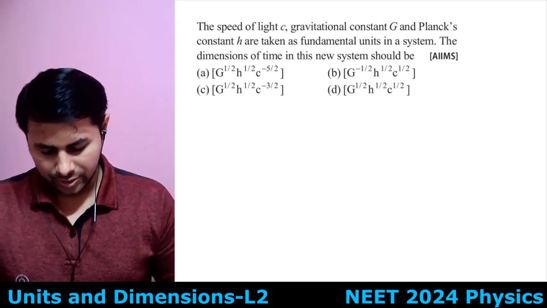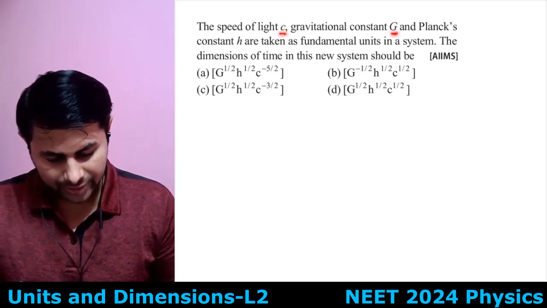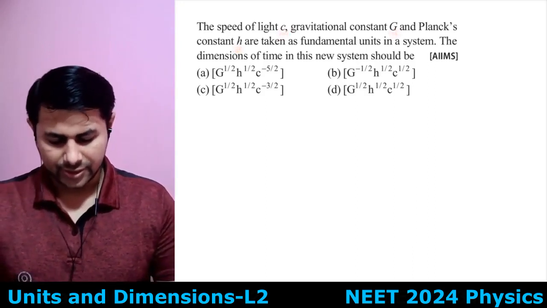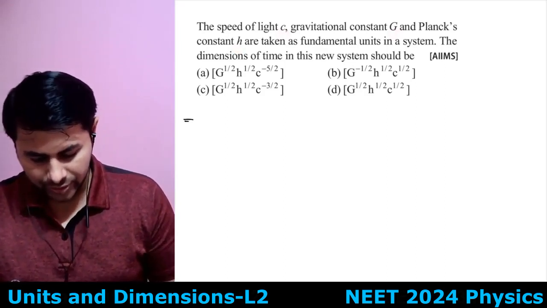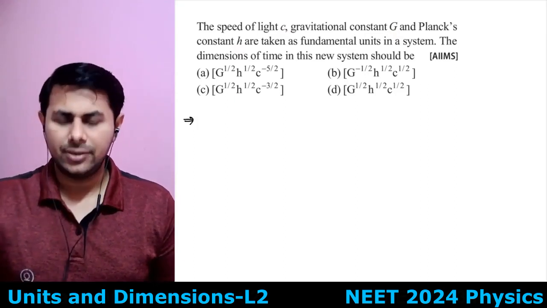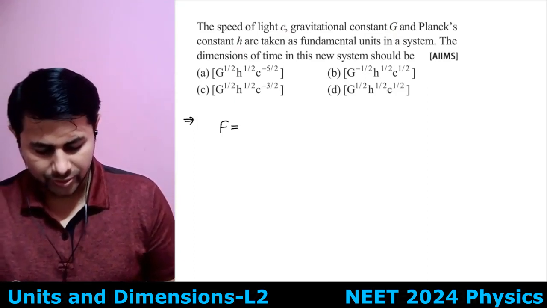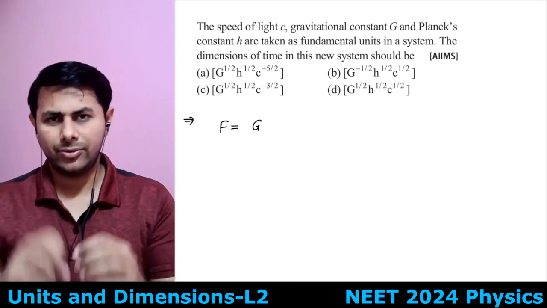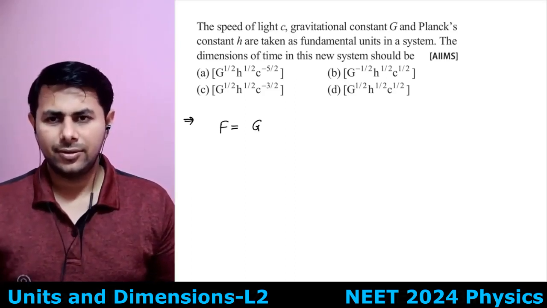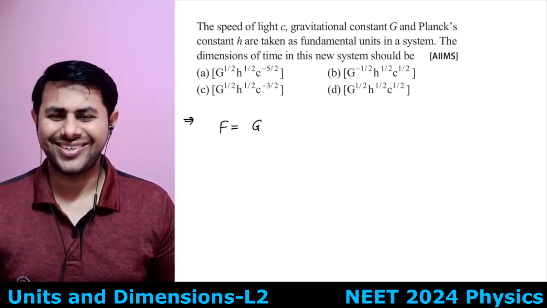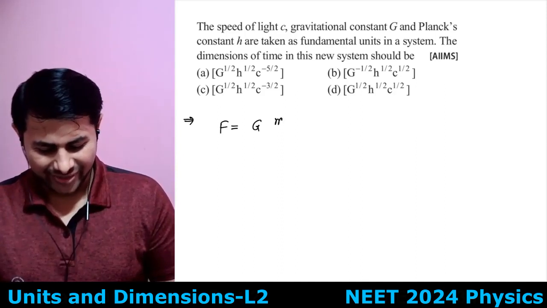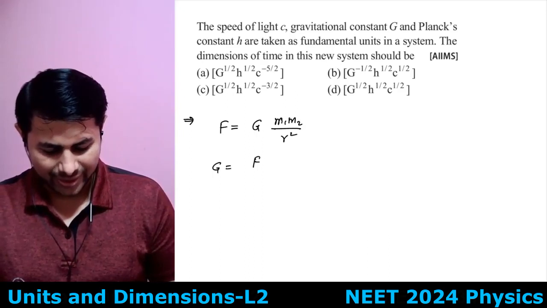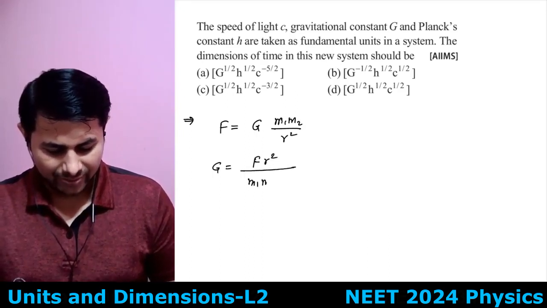Okay, so speed of light C, gravitational constant G, and Planck's constant H. All right, so can we build time using these? Do we know what the dimensions of G are? For that, we have to use this formula: force between two masses is equal to G M1 M2 upon R square. So G is equal to F R square divided by M1 M2.